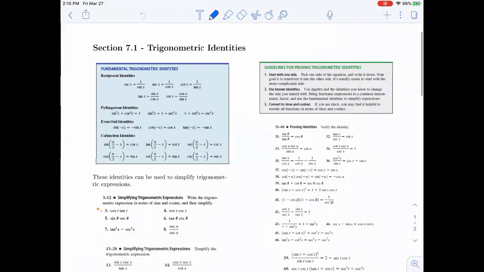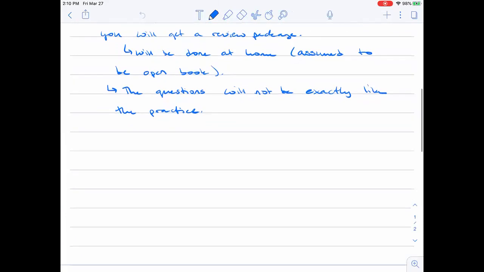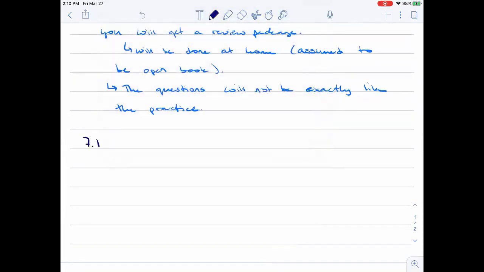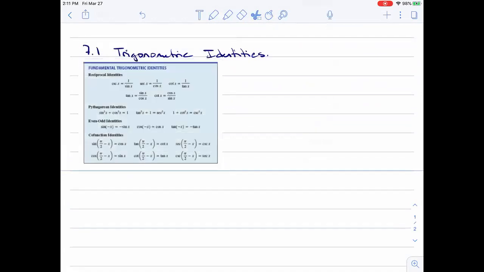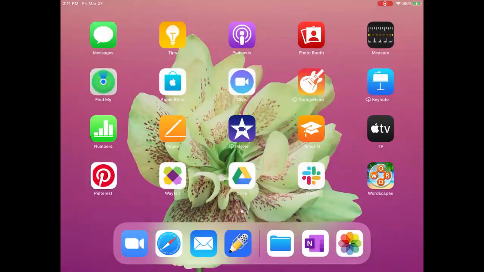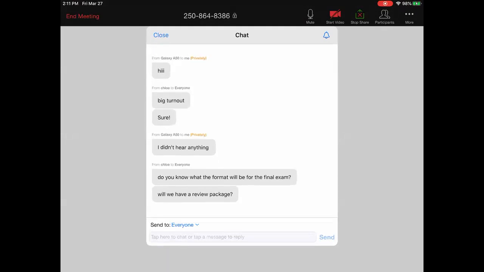So let's see here. Section 7.1 is just introducing the idea of trig identities. So 7.1 is called trigonometric identities. Hopefully you've got them in front of you, so I'm not going to make them bigger. Let me just make sure I didn't miss anything.